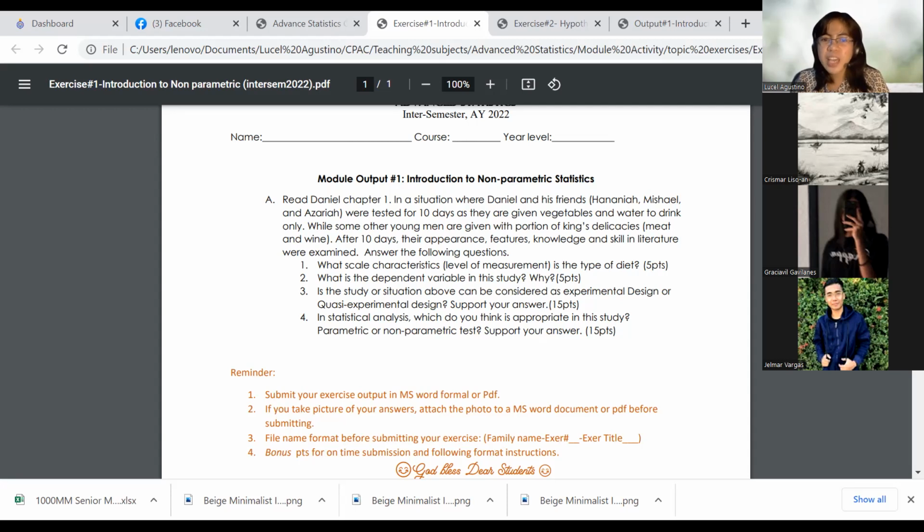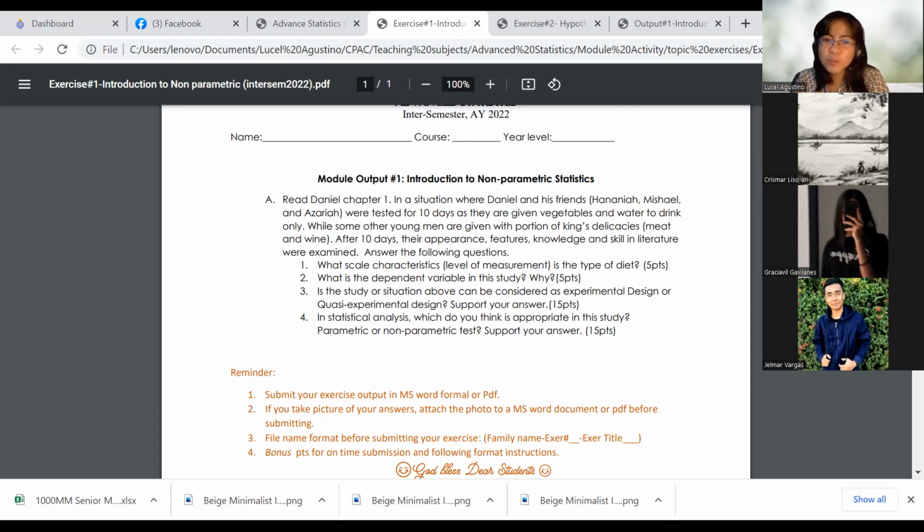Number 1, what skill characteristics is the type of diet? Di ba may 4 level of measurement pa. Daw question ko muna ata sa before, pero sige lang, ibalaon nyo lang ito yung answer liwat. Then, ang type of diet is a categorical variable. So, ano na siya nga klase ng level of measurement? Then, explain mo na siya dayon.